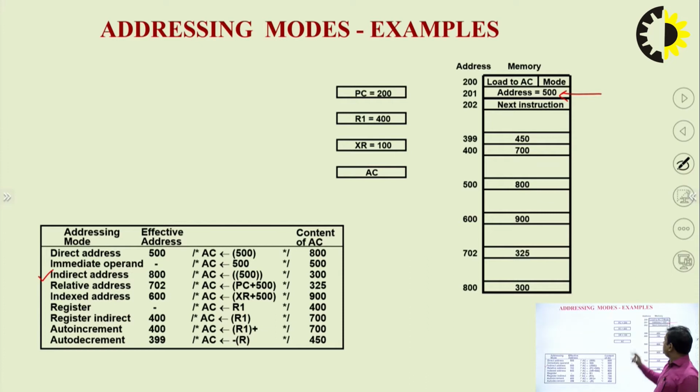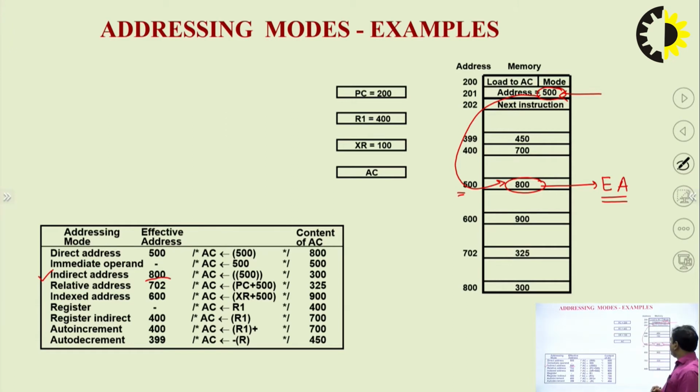It is indirect, so this is not the address of the operand. Actually this is a pointer to a pointer. It suggests that you will again find the address at memory location 500. So the effective address becomes 800. This is my effective address because this is indirect. If it were direct, this would be the direct address field, and I could find the value 800 as the operand. But no, in case of indirect, the effective address is 800, right?